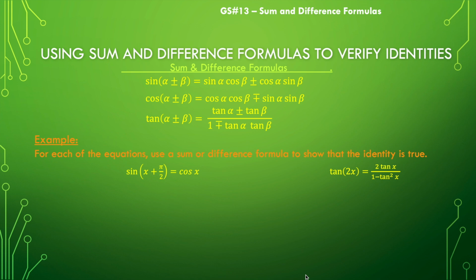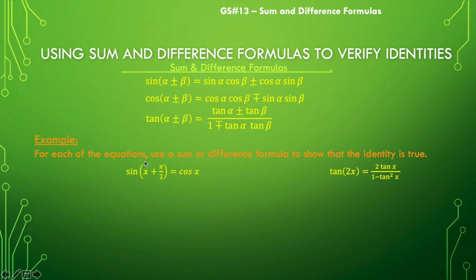Okay, so I've got a couple of examples here. I've got actually three examples that we're going to look at together. But for each of these equations, we are going to use a sum or difference formula to show that the identity is true. Okay, so let's start with this equation on the left. Here I have the sine of the quantity x plus pi over 2 is equal to the cosine of x. So we want to think about this in terms of a sine of a sum, okay? And so then we'll use our sum formula for sine and expand this left-hand side.